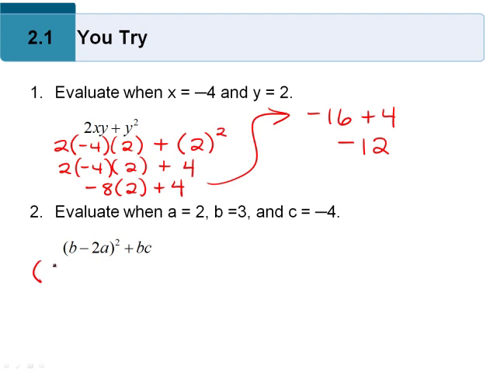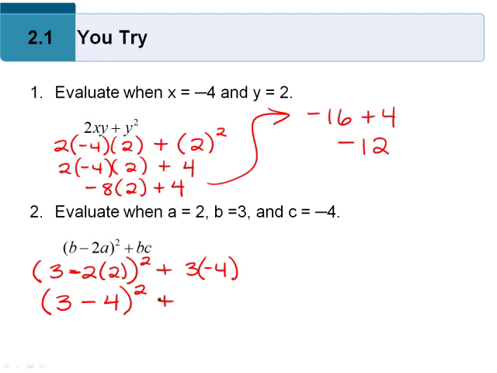So for b, we have 3 minus 2 times 2, all in that parentheses, squared, plus 3 times -4. That's b times c. Okay, so we want to start in the parentheses. So in the parentheses, we have 3, and if you take that subtraction sign with the 2, a -2 times 2 would be -4, which is actually what it would look like if you just kept the subtraction sign there.